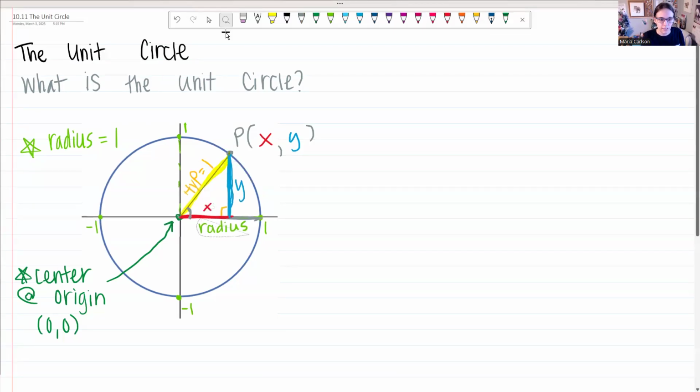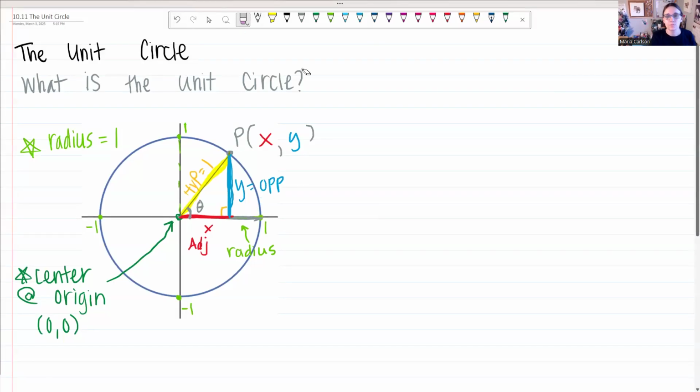Let me move the x down there. So x is that horizontal side, and y is the vertical. And then this is our angle theta, the central angle that we are working with. X then is the adjacent side to that central angle theta, and y is the opposite side. Actually, let me write it over here.